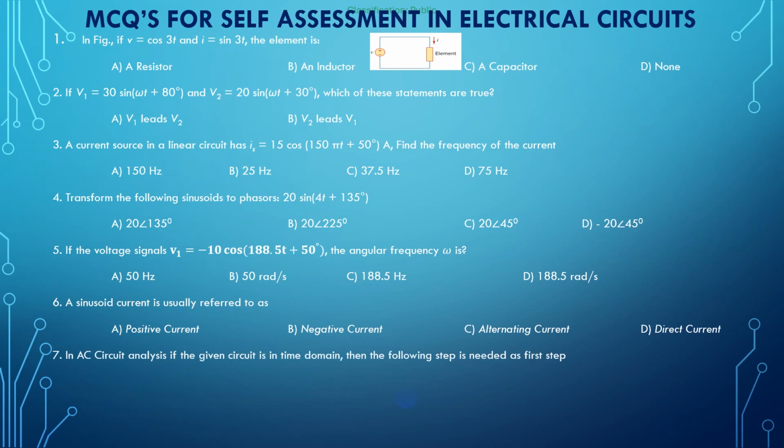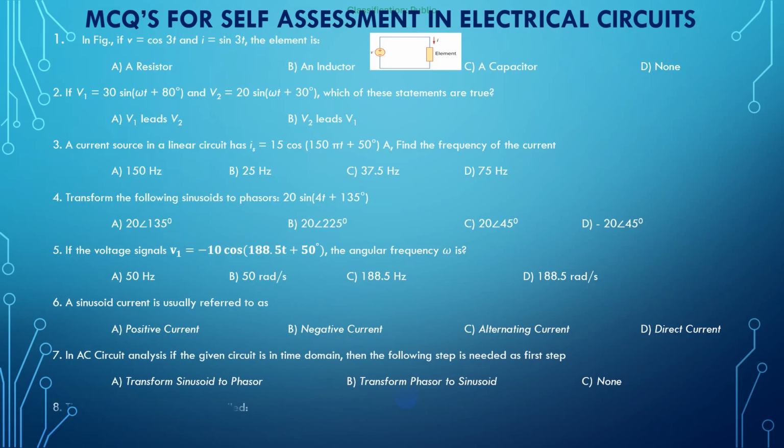Okay. In AC circuit analysis, if the given circuit is in the time domain, then what step is needed as a first step? Sin omega t, cos omega t is in the time domain. For analyzing, I told you, first transform the sinusoid to phasor. If it is already in phasor, no need to transform, we can start the analysis.